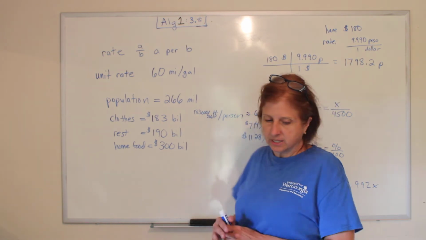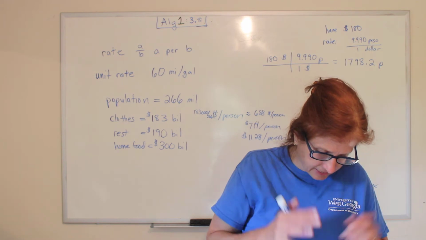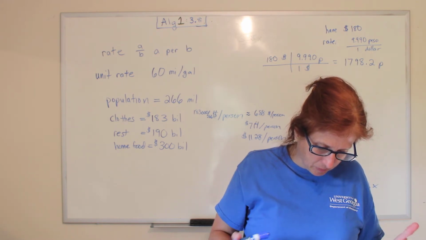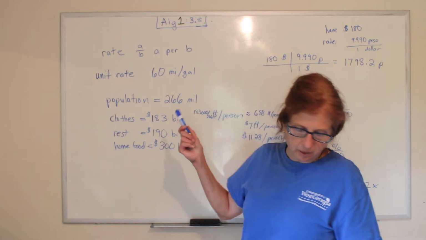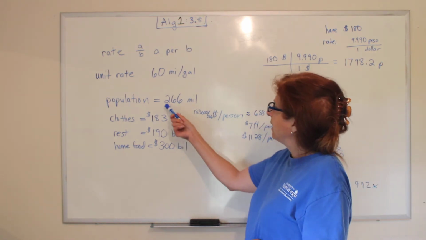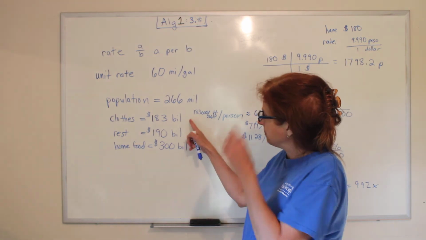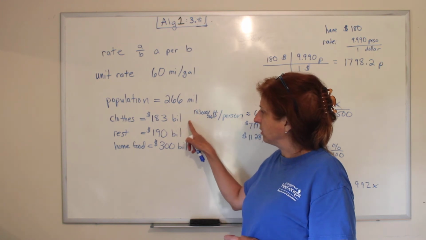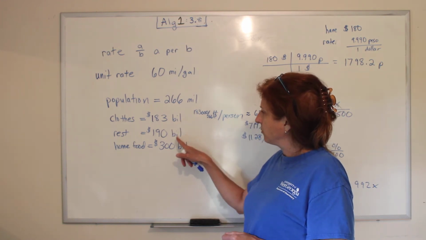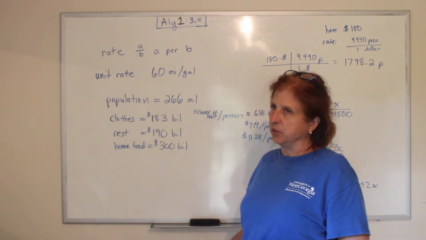Okay, so here is a word problem. Out of the book, it has how much people spend on stuff. They said the population at the time that they were looking at this in the United States was 266 million. And the people in the U.S. spent 183 billion on clothes, 190 billion in restaurants, and 300 billion on food at home.